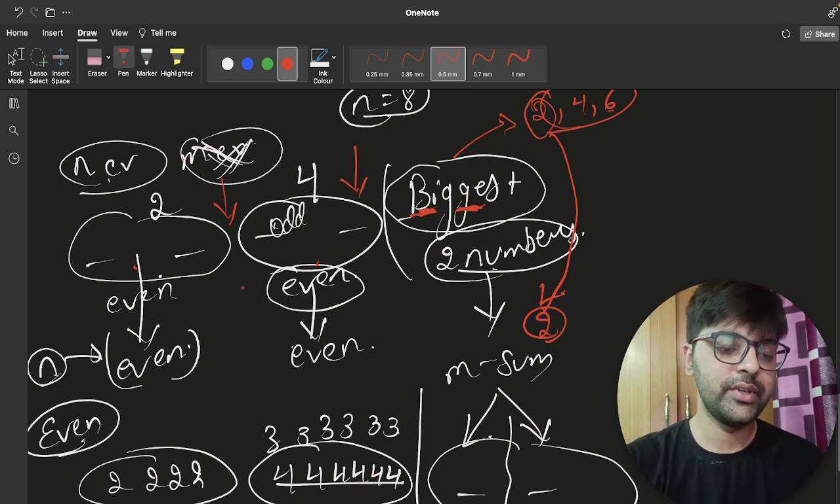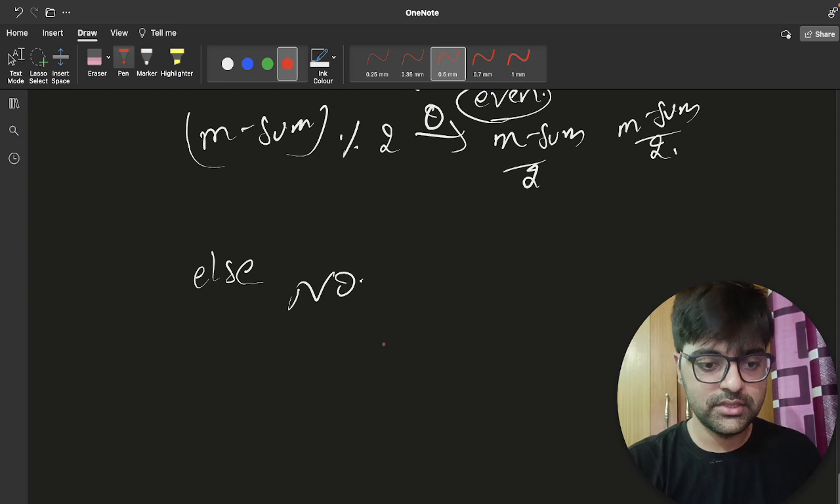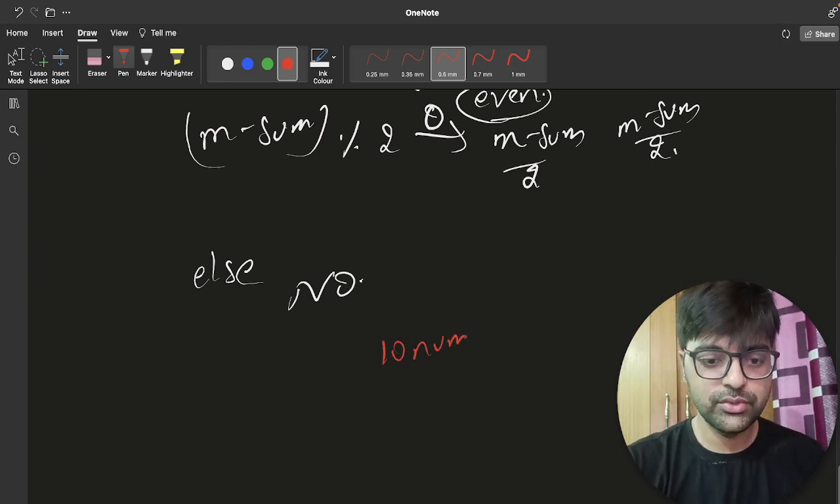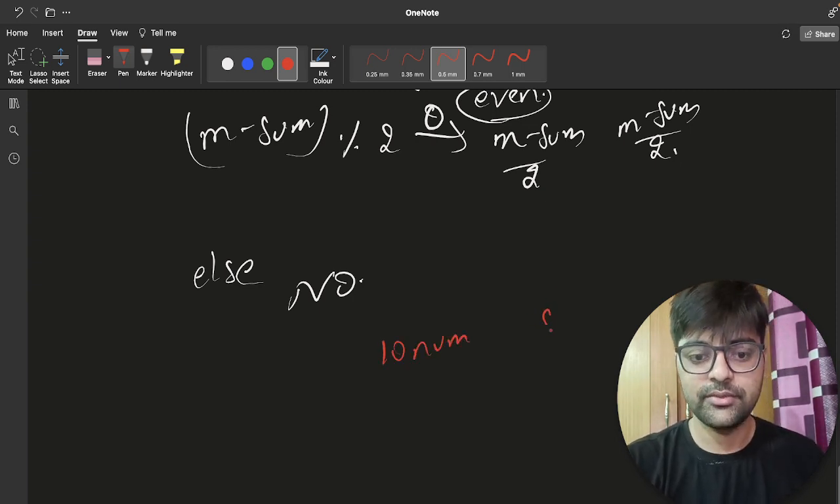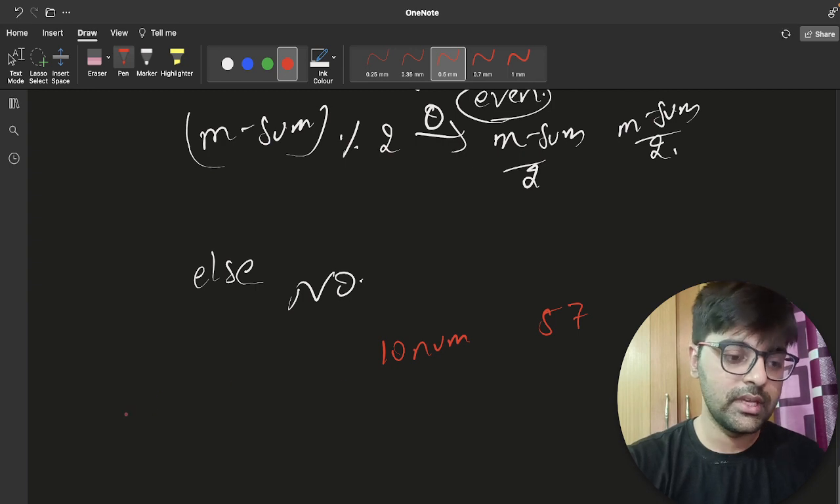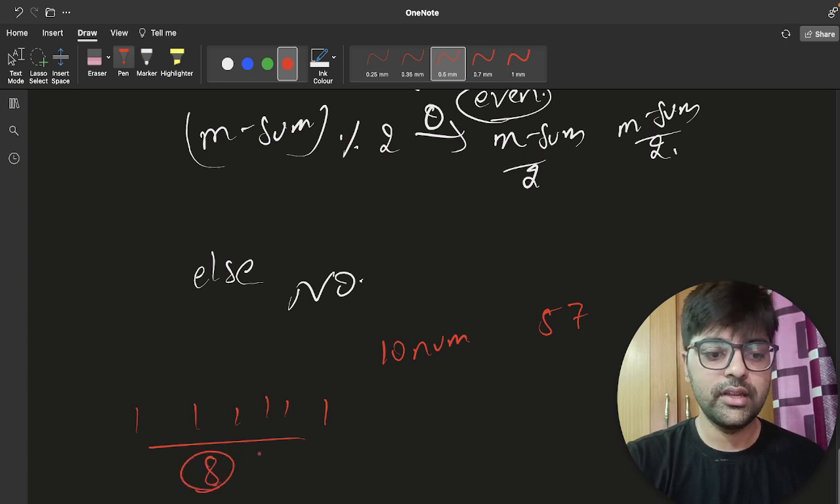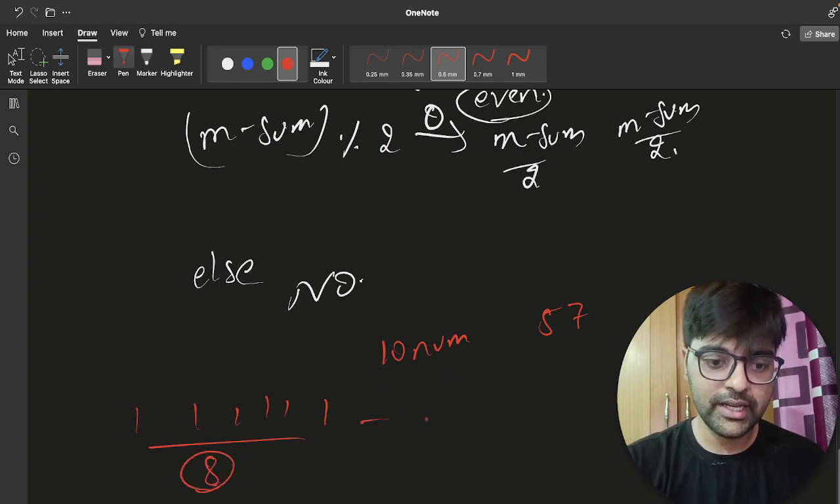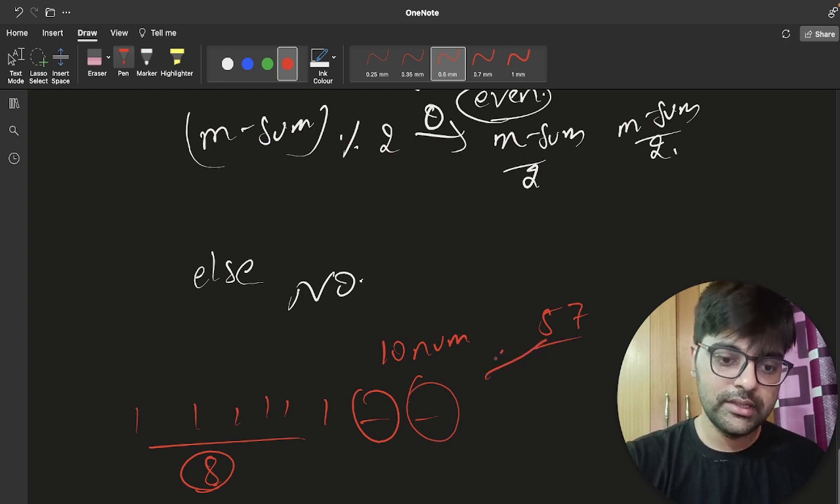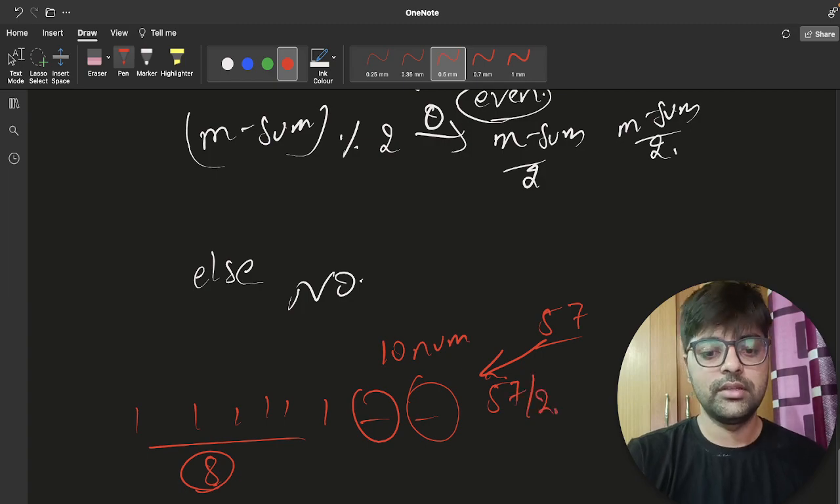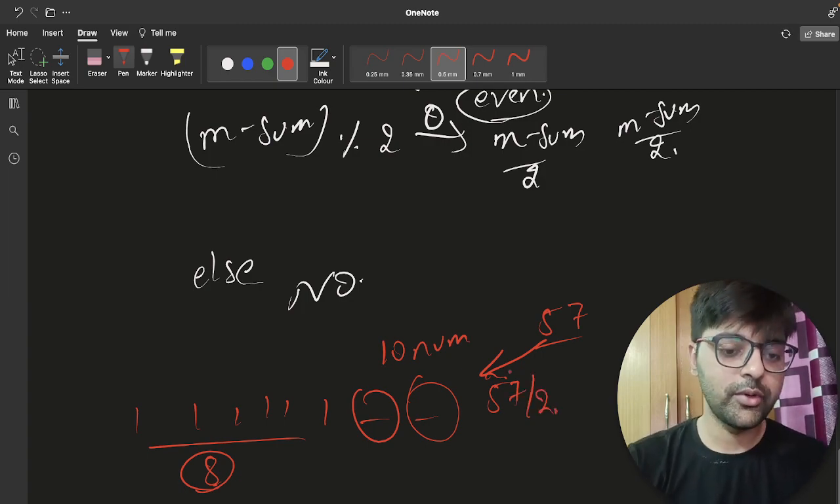So let's say that we have to find 10 numbers whose sum is, let's say, 57. So what I did, I will give 8 numbers as 1, and then I will try to see whether I can give these 2 numbers. So this must be divisible by 2, right? So now I think that you have got the solution.